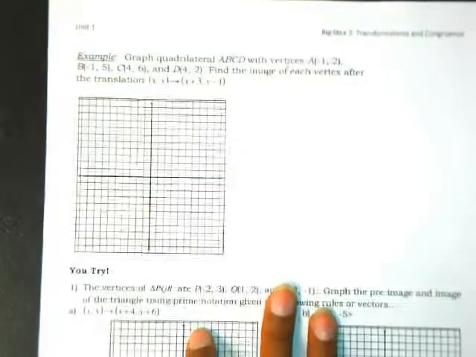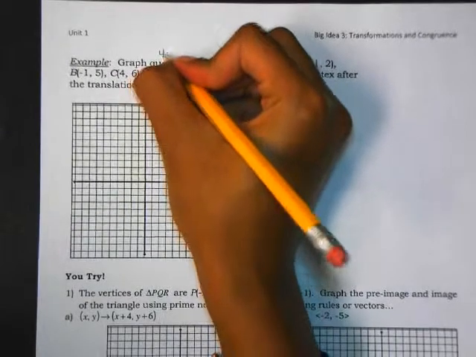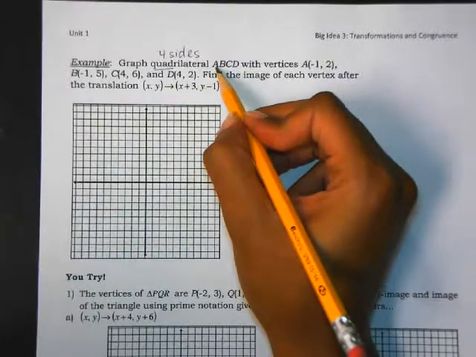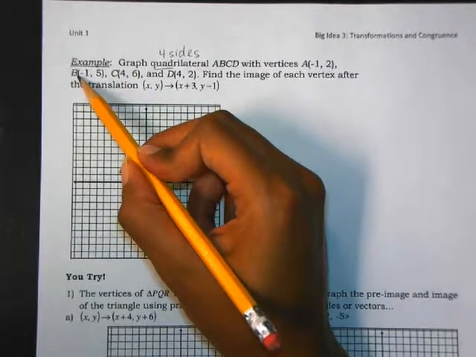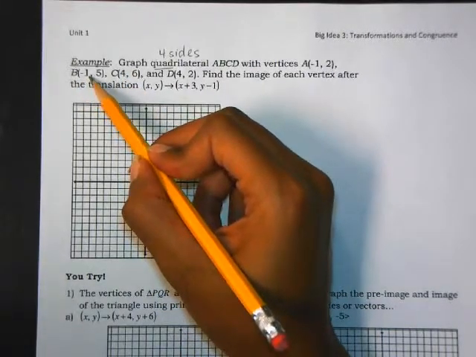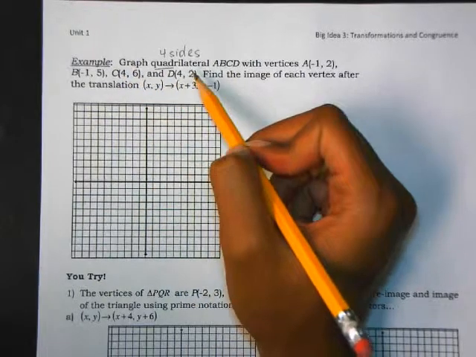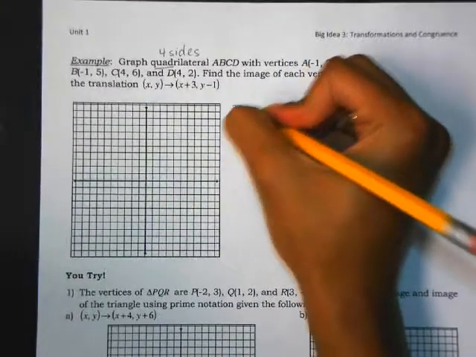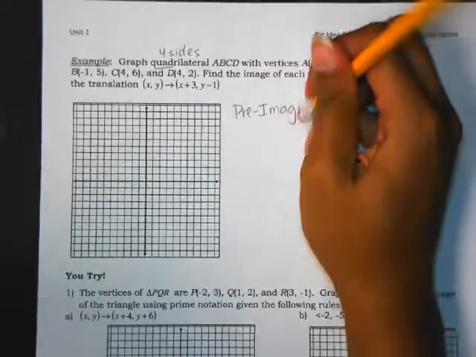Alright, so example. Graph quadrilateral. Remember, quad means 4 sides, or a 4-sided polygon. Graph quadrilateral ABCD with vertices A at (-1, 2), B at (-1, 5), C at (4, 6), and D at (4, 2). So first step, write down where your pre-image is at. Remember, from yesterday's notes, your pre-image is the original image. So let's write down where the vertices are for our pre-image.